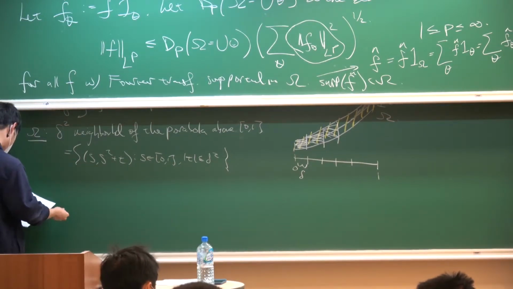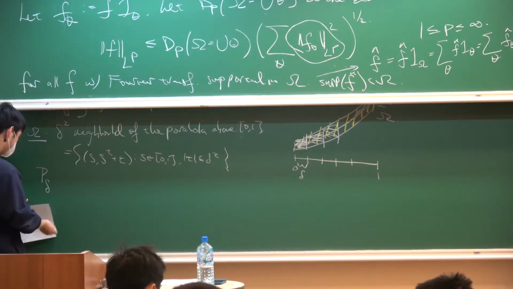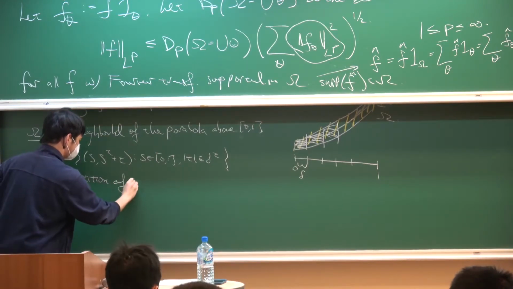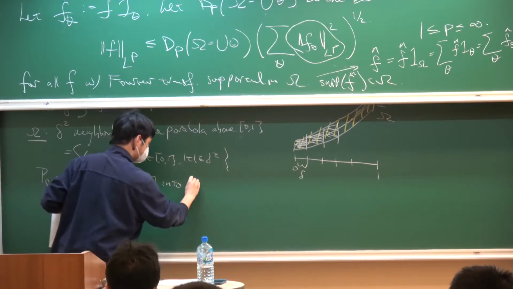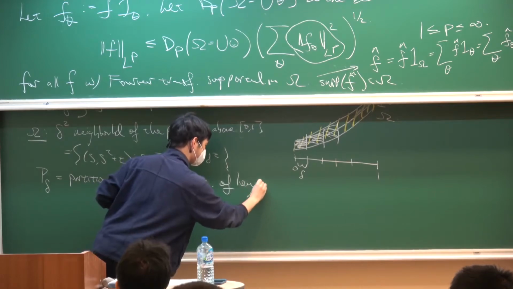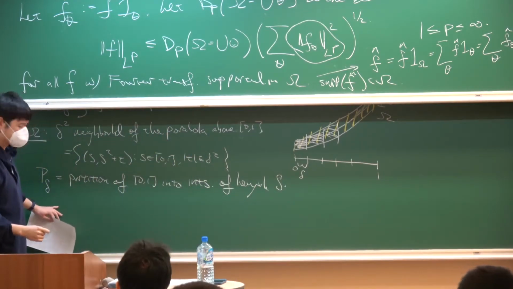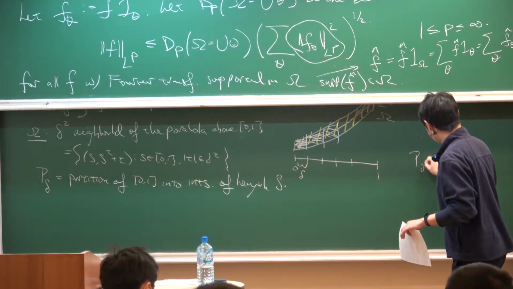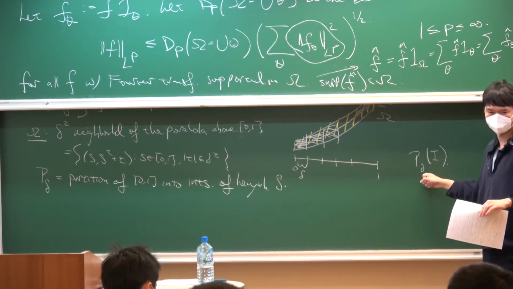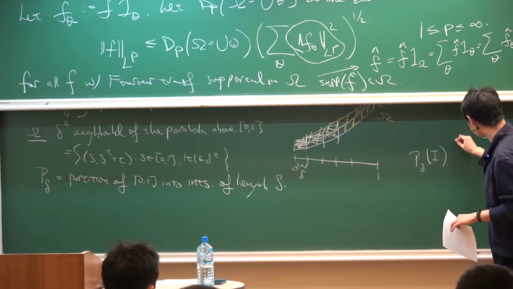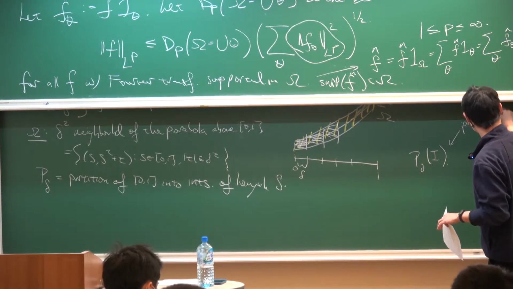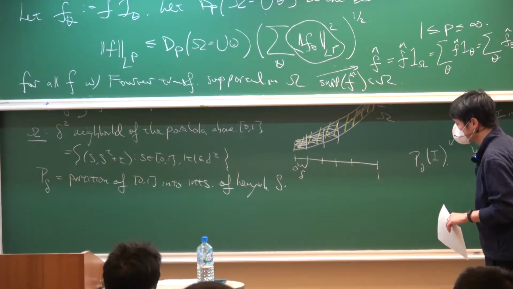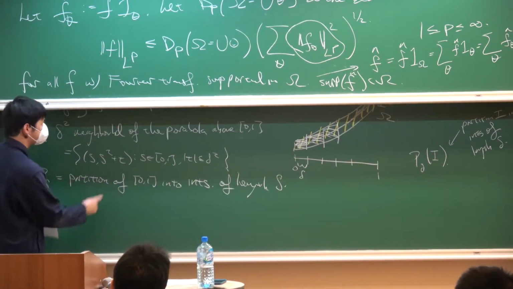And what are the thetas? Notationally, P delta will be defined to be the partition of [0, 1] into intervals of length delta. This is just notation. And of course, if I write P delta of I, that means I partition I into intervals of length delta. And then let me write the thetas, and then I'll move the board out.